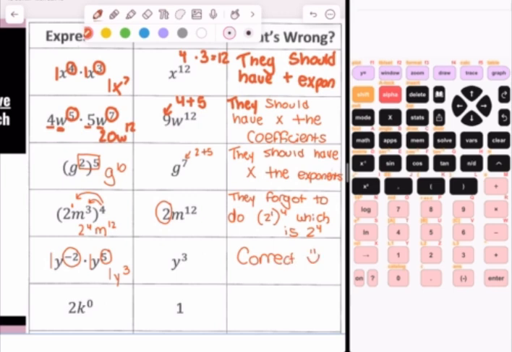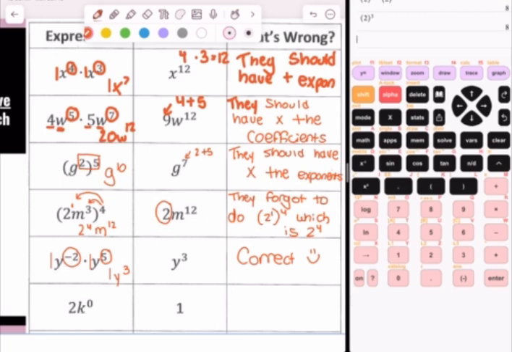Perfect. And if you wanted to make sure this is correct, let's make a number for y. Let's make y 2. So we can make it 2 to the negative second power, and then multiply it by 2 to the fifth power. And let's see, is that the same as doing 2 to the third power? Yes, they get the same answer, so they are correct.